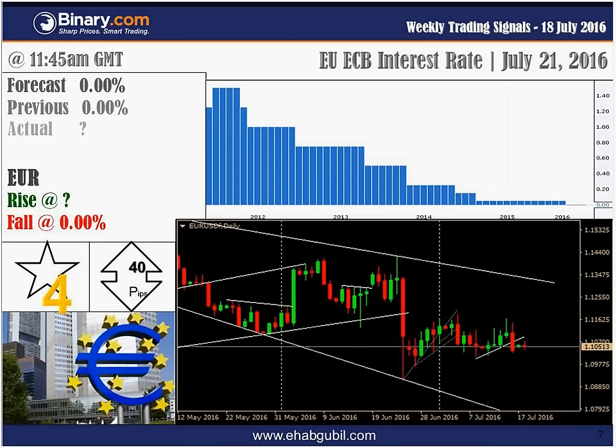ECB interest rate will be released on July 21st at 11:45 a.m. GMT time. ECB interest rate is done actually in two parts. First, with the rate decision, then followed with press conference. Market is not expecting any further action out of ECB.